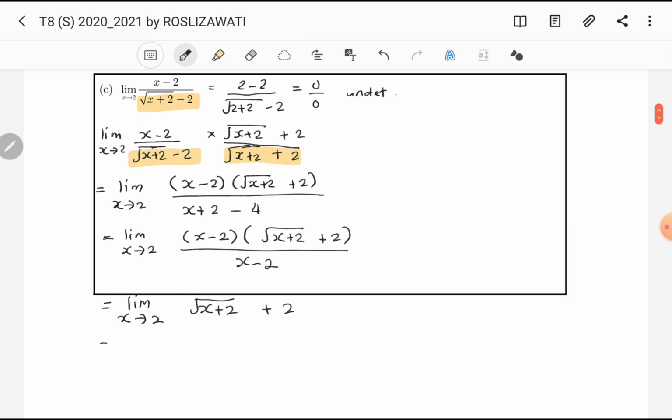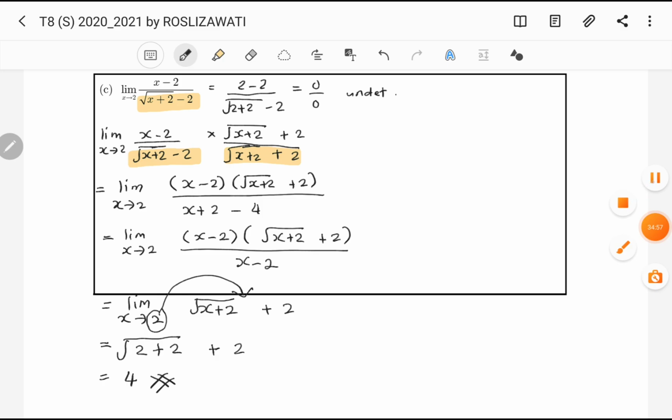Okay, and the last one, we substitute 2 into the function. So we have 2 plus 2 plus 2, which is 4, and the answer is 4.